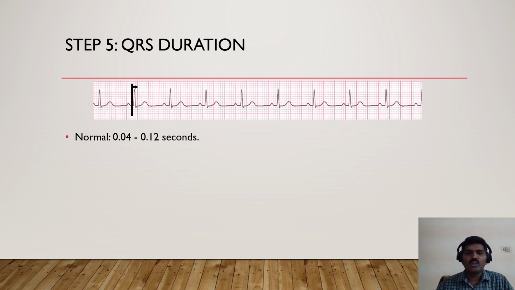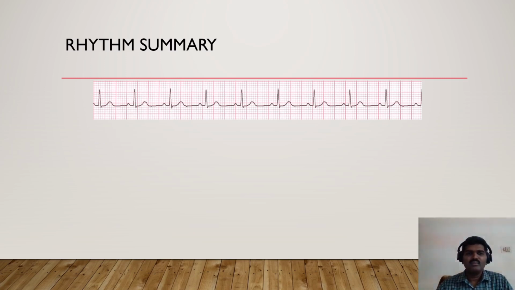Narrow complex QRS is usually due to sinus nodal discharge, and wide QRS complex is due to discharge anywhere below the AV node. So in summary, you have 5 points. You need to calculate the regularity.